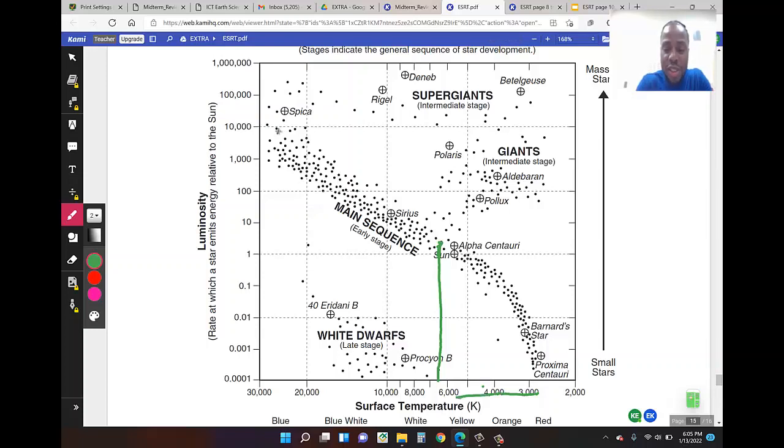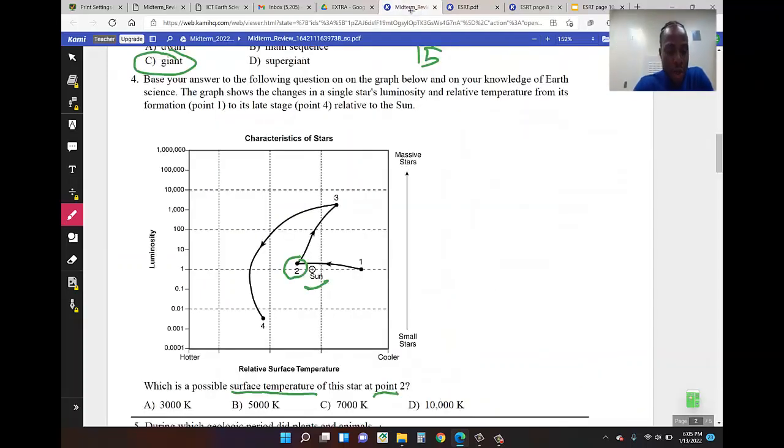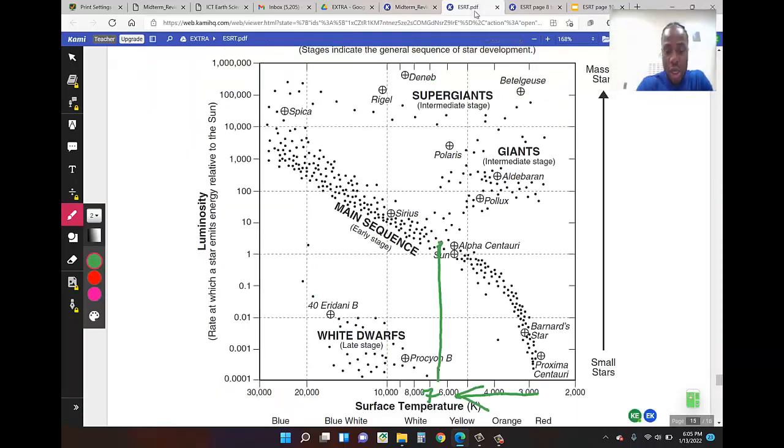Remember, temperature is increasing that way. So this falls within 6,000 and a little bit upward. So between 6,000 to 7,000 thereabout. So looking at my options, 7,000 definitely is the closest to that range. Not 3K. 3K is all the way in that region. So 3K is definitely too low.